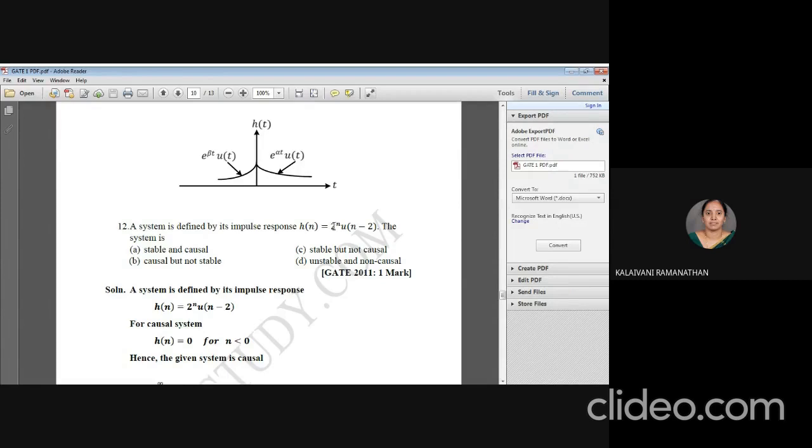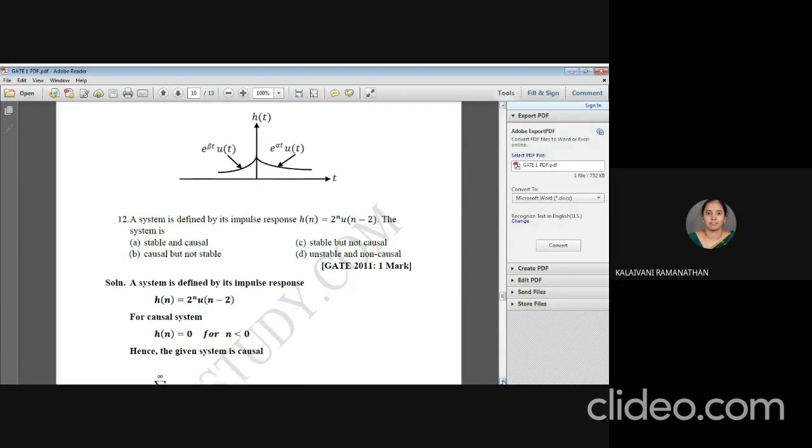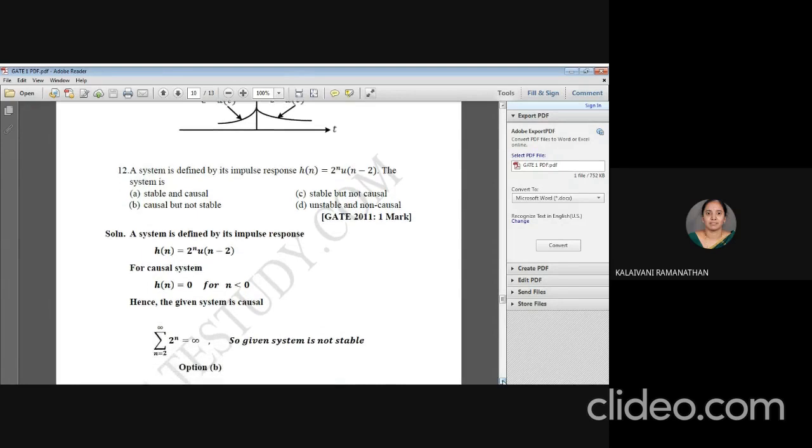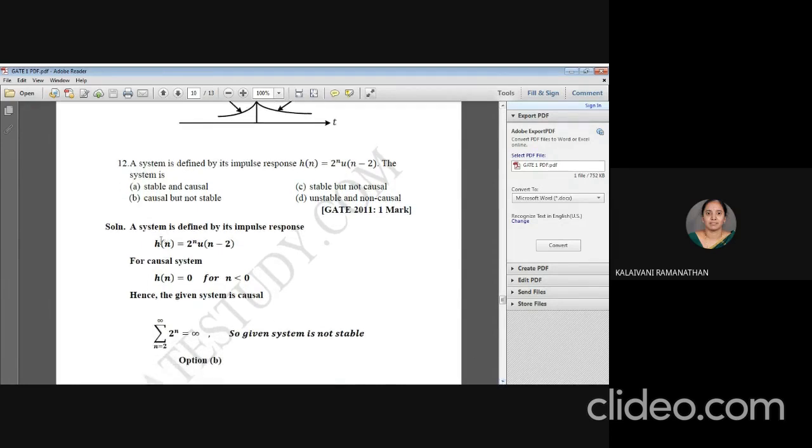But you have to check the stability for the system. The condition for stability is the summation of |h(n)| must be less than infinity. So it becomes the summation of 2^n, with limit from 0 to infinity or 2 to infinity. So it becomes an unstable system. When you check h(n) = 2^n u(n-2), it is a causal system since h(n) = 0 for n less than 0. So the given system is causal.